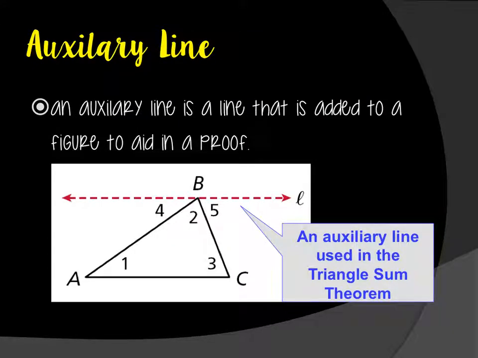An auxiliary line is a line that is added to a figure to aid in a proof. So in this picture, L is not part of the triangle, but it's an auxiliary line, so it was added to help in the triangle sum theorem.